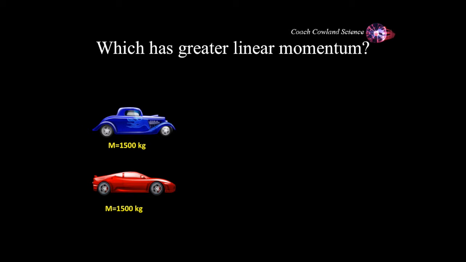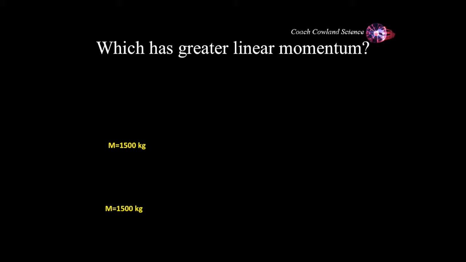So we've got two cars here, and both of them have a mass of 1500 kilograms. Which one has the greater linear momentum? If I hit play, quite clearly the red car went a bit faster than the blue car. So obviously its velocity was greater. It's got a greater velocity multiplied by the same mass. Even though the masses are the same, it has a greater linear momentum.